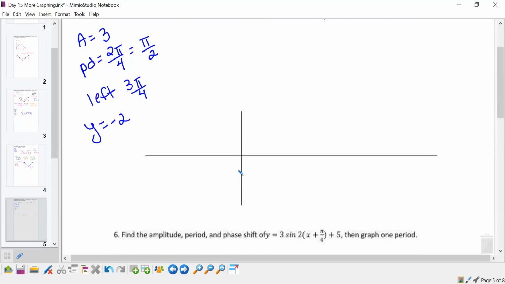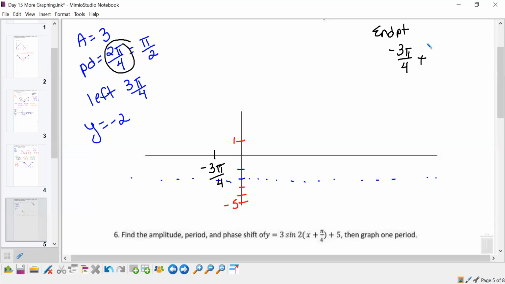All right, so here's my midline. Amplitude. And now the hard part. Left 3 pi over 4 is my starting value. The end point is going to be -3 pi over 4 plus the period. I actually want to use the period in this form because I already have a common denominator.